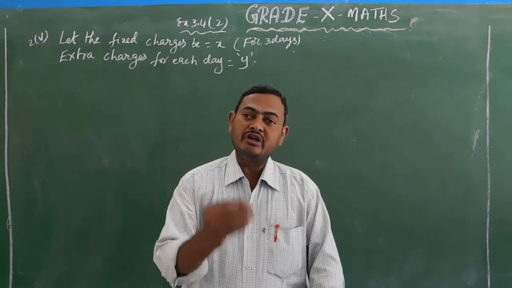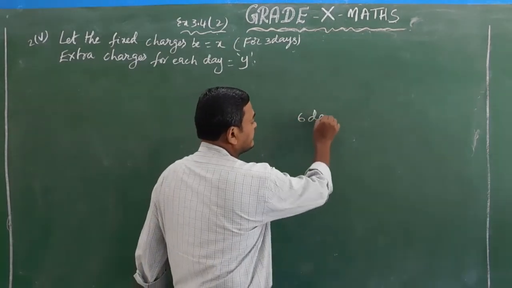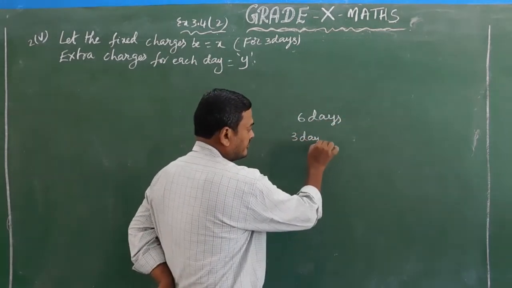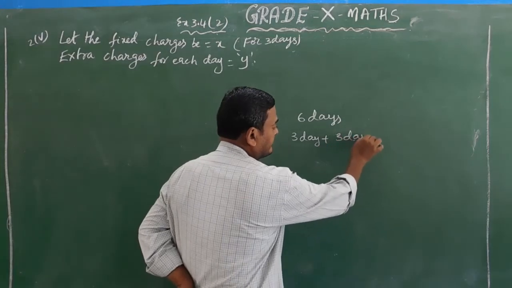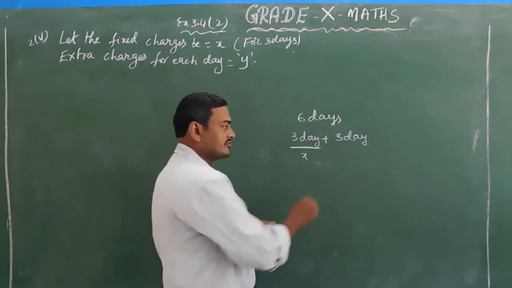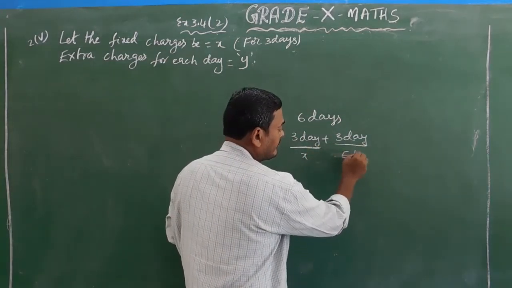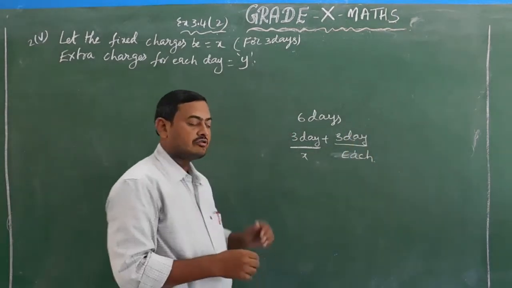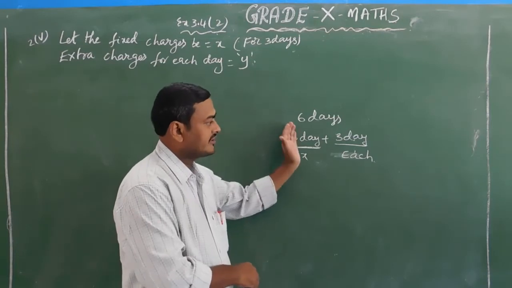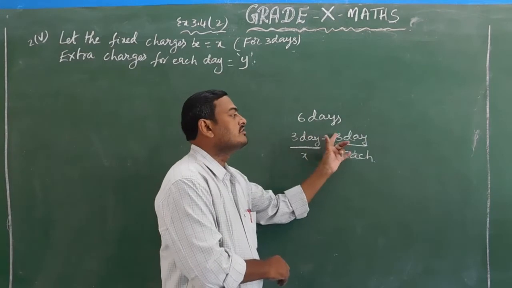For example, if you take 6 days, what will happen? First 3 days plus 3 days. For 3 days we have to pay some fixed charge. After that, each day we have to pay some amount. So the first 3 days are fixed, and after 3 days, we pay for each additional day.